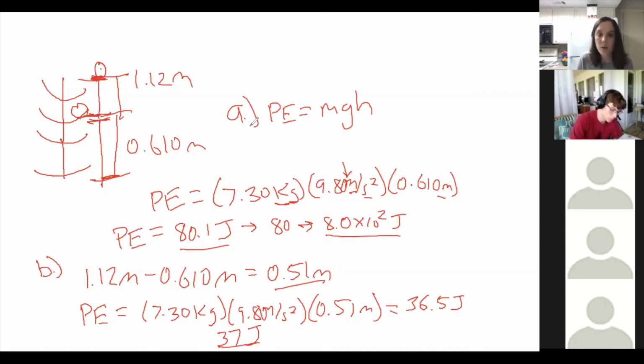Does everybody have this down? Yeah, Miss Holly, for A, the potential energy, is it supposed to be 8.0 times 10 to the first? Because that would be 800 joules there. Exactly right. That should be 10 to the first. Yeah, good catch. All right. You're welcome.